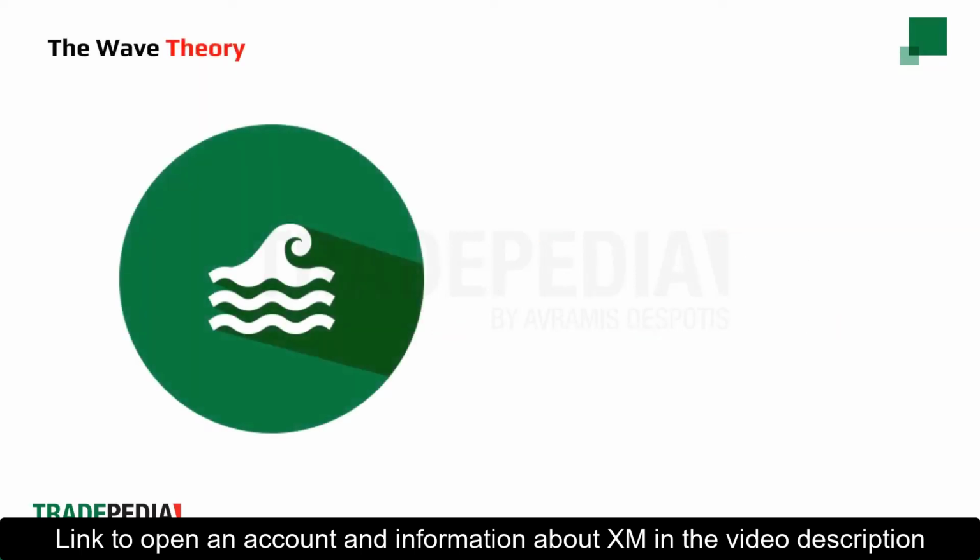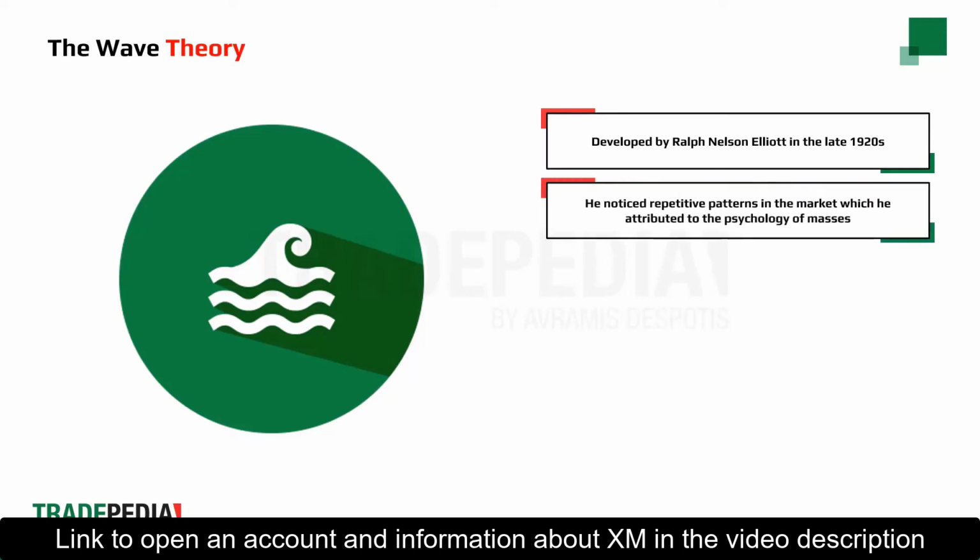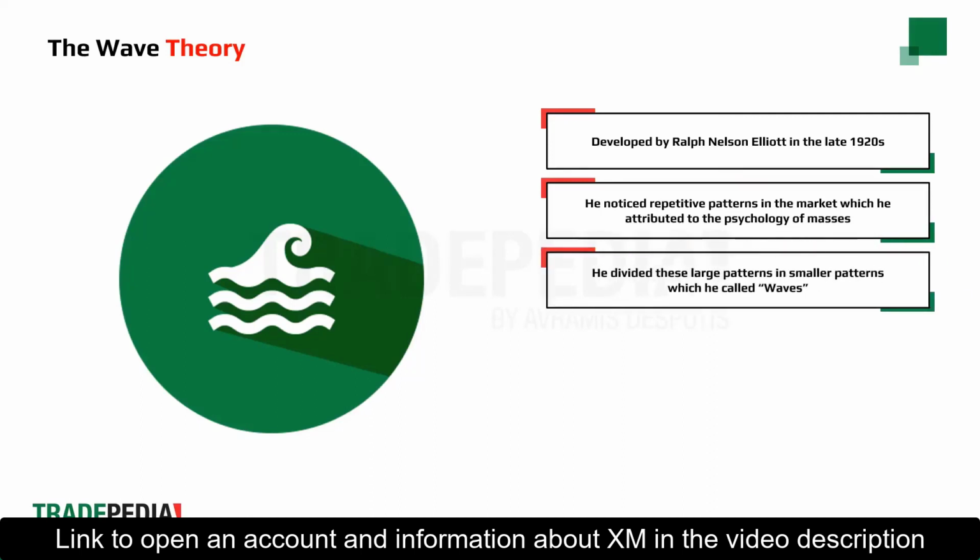Elliott wave theory was developed by Ralph Nelson Elliott in the late 1920s. After examining 75 years of stock market behavior, he noticed repetitive patterns in all different time frames, which he attributed to the psychology of masses. He divided these large patterns into smaller patterns, which he called waves.